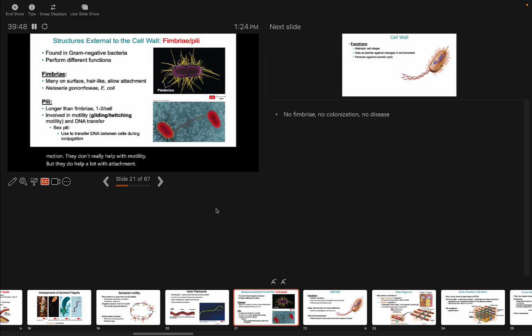And again, if you have two members of the same species, let's say you have two Neisseria gonorrhoeae or you have two E. coli, one can make Fimbriae and the other one can't. The one that can is far more likely to be able to cause infection.